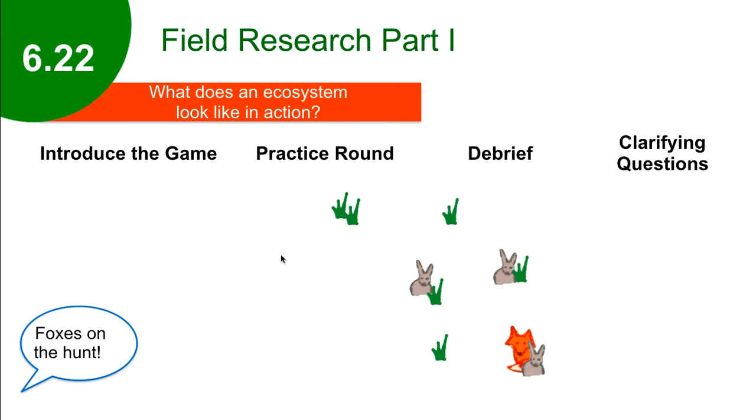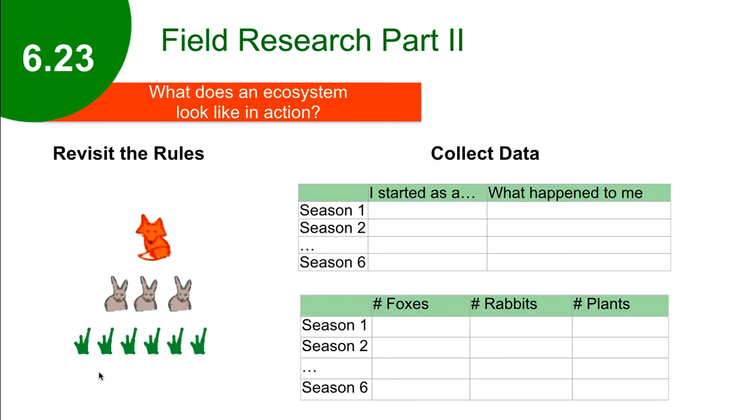As far as the plan for the actual day is structured, you introduce the game, play a practice round, do a debrief as a class, and then allow students to ask clarifying questions. The next day, we use the simulation to collect actual data for 6 rounds, or seasons. Students are going to record data about their own personal experience and journey, and also the whole class populations that help them really answer this question, what does an ecosystem look like when it's in action?